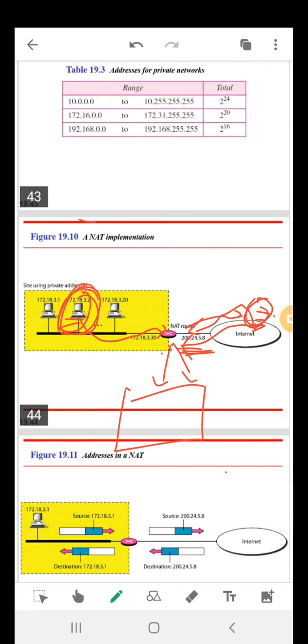That is, for example, let us say the device having IP address 172.18.3.1 is sending a message to some other node in the internet. Now when the NAT router gets this message, it will be changing the private IP address to the IP address that is assigned to that router, and the message will be forwarded.